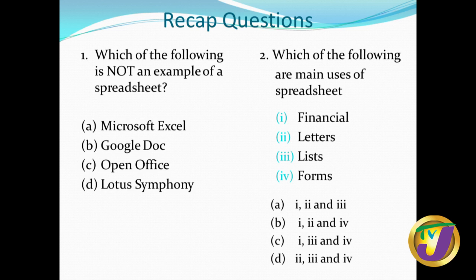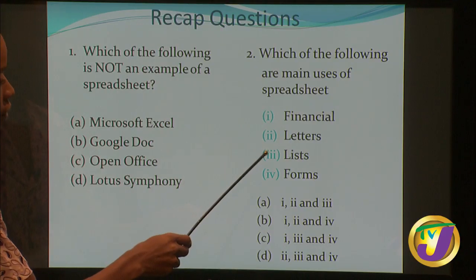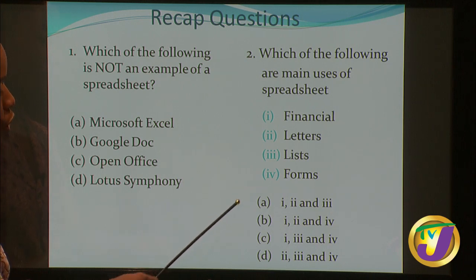Which of the following are main uses of a spreadsheet? Financial, letters, lists, forms. Anyone can help? Yes? Yes, you're correct. The answer is 1, 3, and 4. So the answer is C.